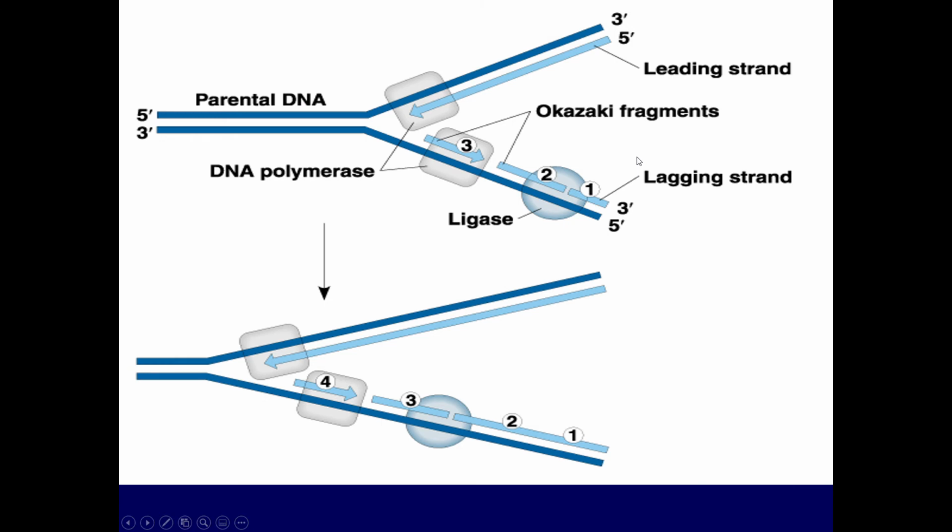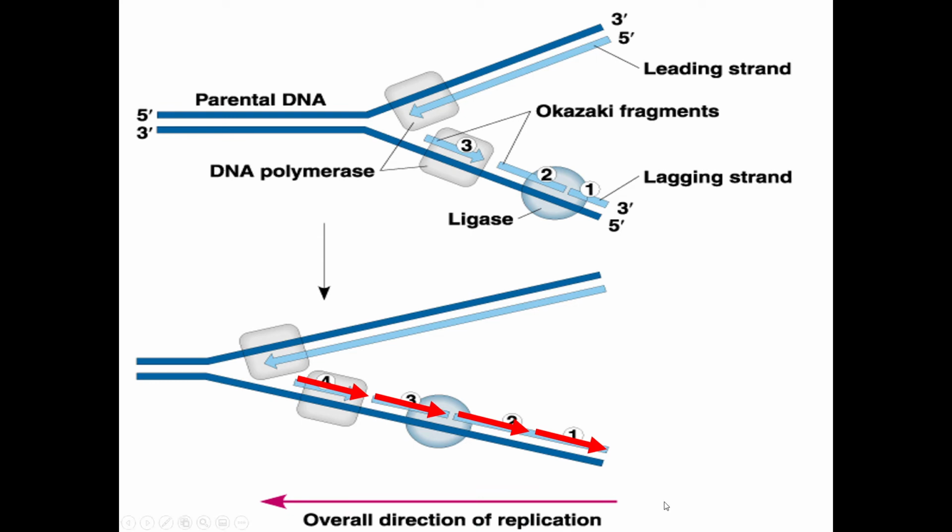Here's another example of how that would work. On this side, it's going the right direction, so it's all created at once. And then on what's called the lagging strand, they have to make these Okazaki fragments, so they make chunks, and then they have to be connected together. So that part takes a little bit longer than the other one. There are some arrows there.